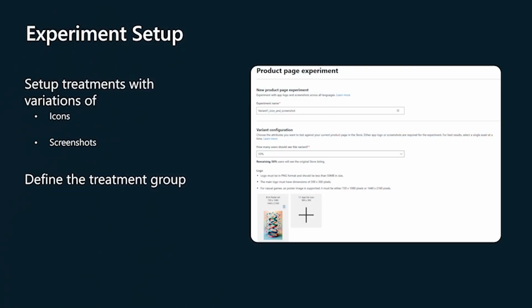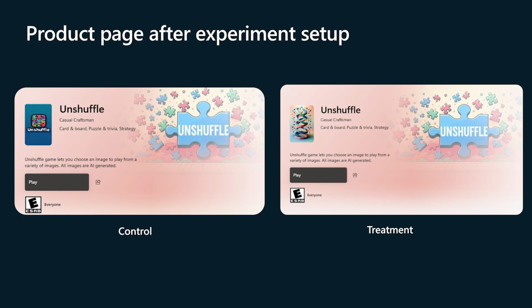Product page experiments help you test different icons and screenshots to see what converts better with your customer. You just upload your assets to Partner Center and then set a percentage of users that you want in your treatment group. Once the treatment group and the experiment are ready and the experiment goes live, the product pages reflect the changes to the treatment group. In this example, we're evaluating the impact of a new icon. Can you guess which one is going to convert better?